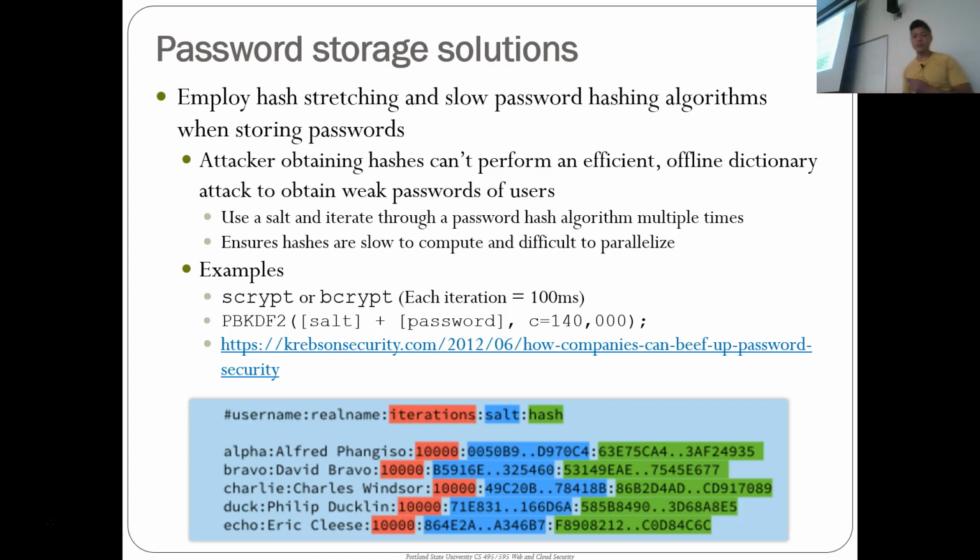And this is what scrypt and bcrypt, these algorithms, will do. Each iteration will cost you about 100 milliseconds, and on some of these algorithms you can actually specify the number of iterations you want that scheme to do. So if you really want to make it painful for an adversary, you could say 140,000 times. This is a hash chain, so the output of one iteration feeds into the next one, so you have to run all 140,000 to actually emit the hash.